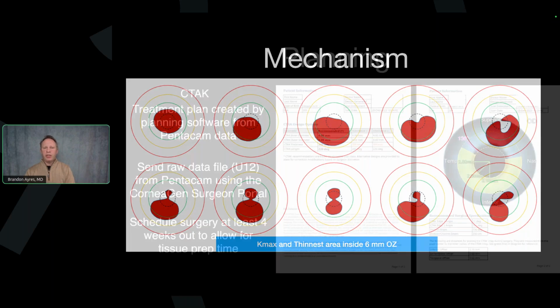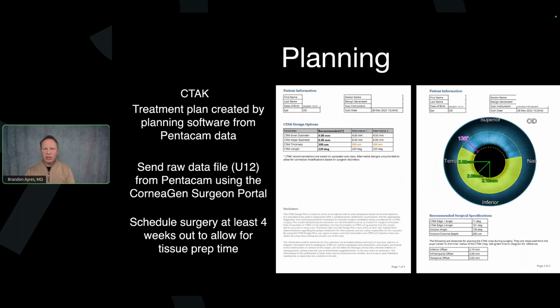This is what the plan looks like for CTAK. So this is the map that you get back, and I'll show you how you actually upload your Pentacam U12 file right into the surgeon portal for CorneaGen. But let me just describe what you're looking at here. After you send your U12 file from the Pentacam into the surgeon portal on the CorneaGen website, within a couple of weeks, you'll get this plan mapped back or sent back to you.